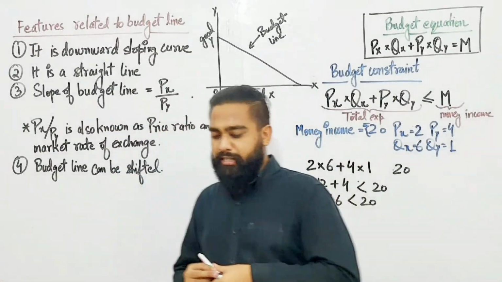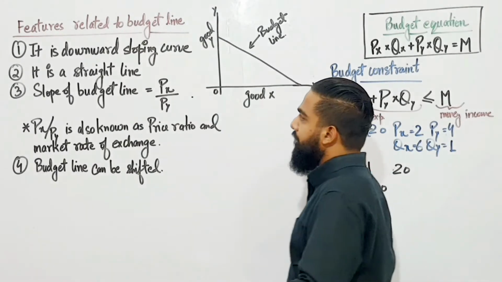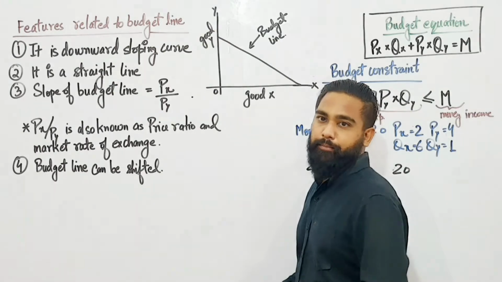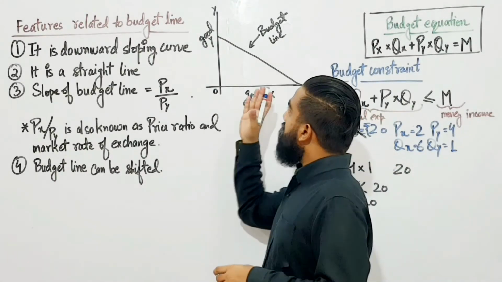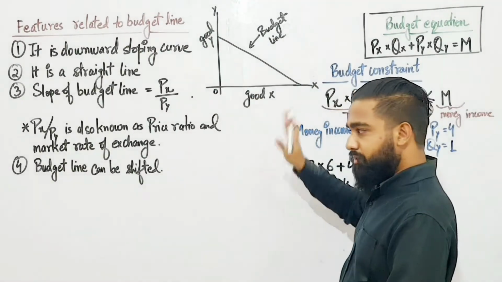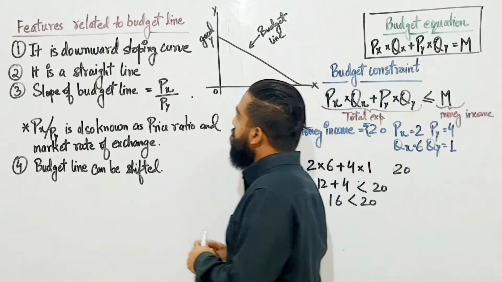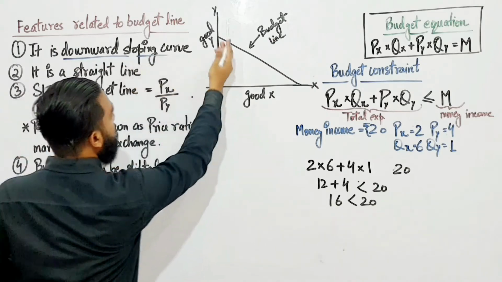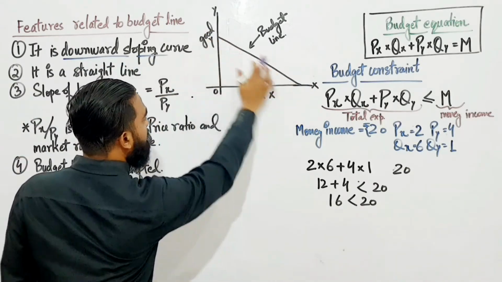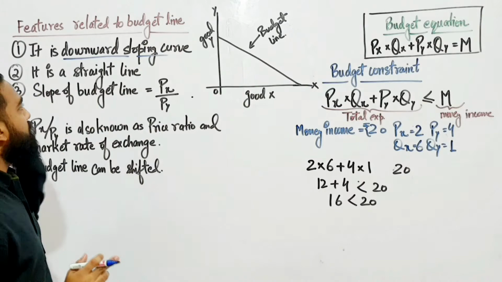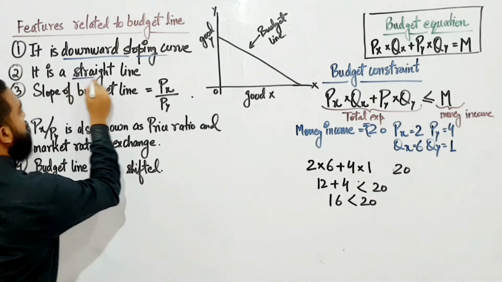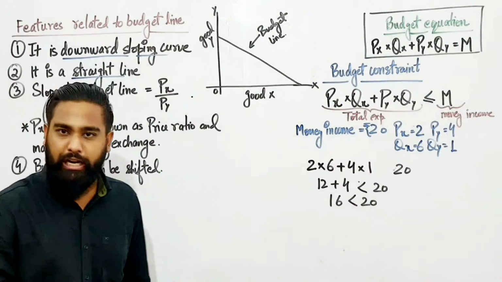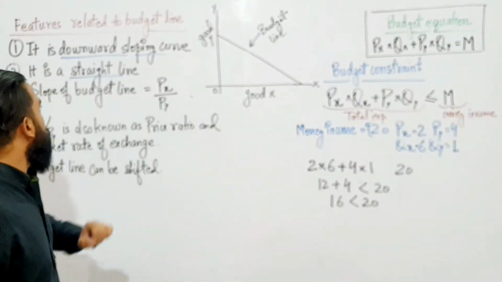That's it. Now students, let's come to the next topic, which is features related to budget line. Students, if you see the budget line, which we studied in this video, now you can exactly see the features. Now first of all, it's a downward sloping curve. You can see it is going downwards from upward to downward. So it's a downward sloping curve. Next thing, it's a straight line. Budget line is always a straight line. Mind it. It's always a straight line.